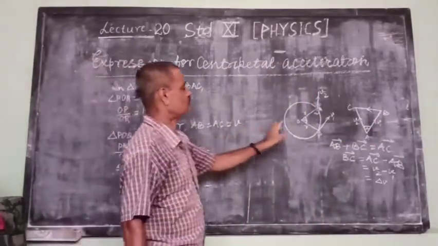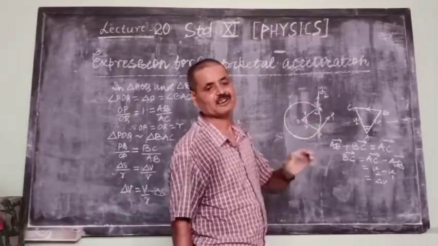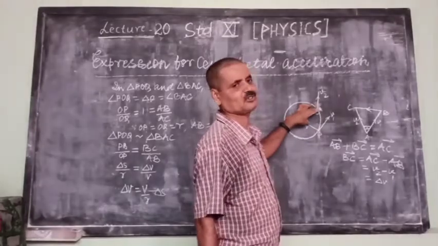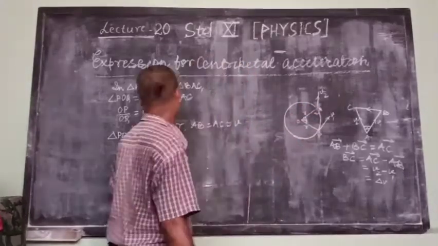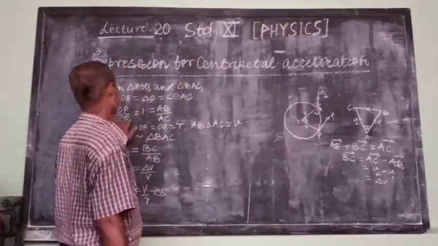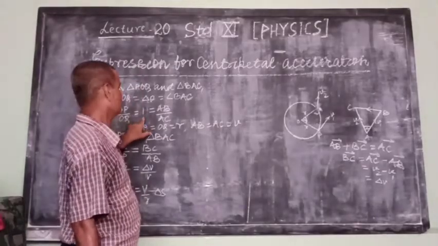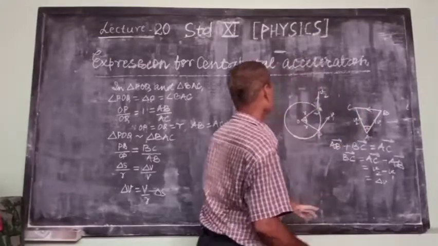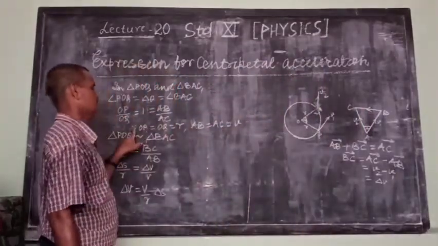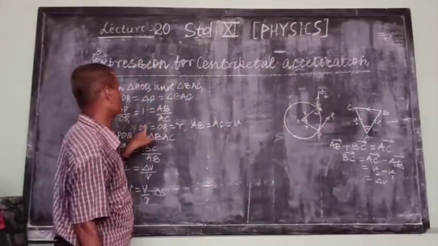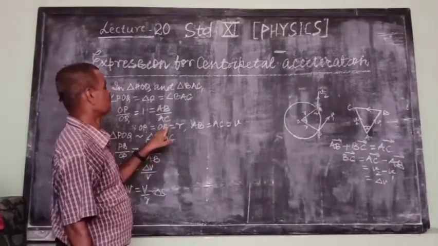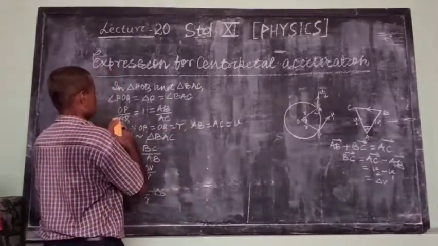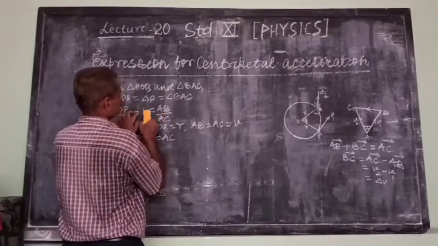OP and OQ, watch here, these are the radius of the circular path. This is R and this is R, so they will cancel each other. So it has been written as R by R, and that is equal to AB by AC. Just I have written, OP is equal to OQ. So both are equal to R. This will be 1. So AB must be equal to AC.